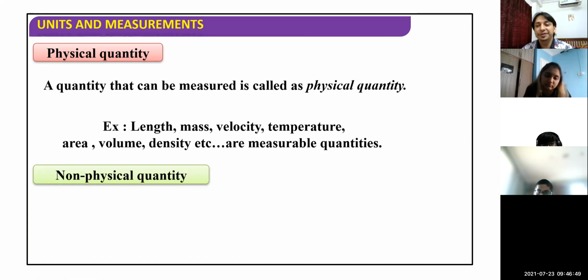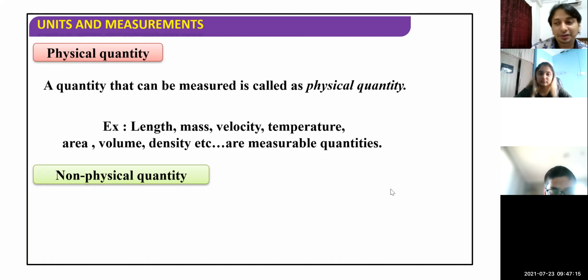Now, apart from the physical quantity, we have another type of quantity that is called the non-physical quantity, or sometimes the abstract quantities. So what are non-physical quantities? Anyone? Sneha, Deepak? It can't be measured. It cannot be measured, correct. Anyone else? Light years.